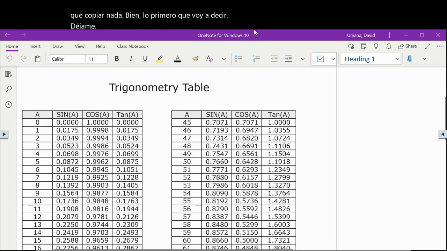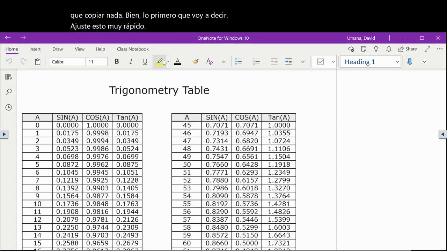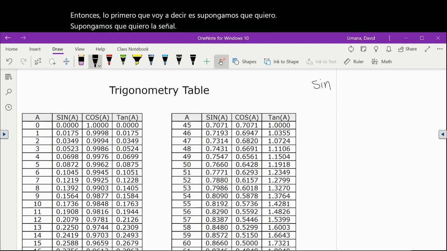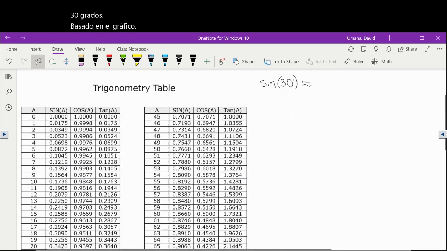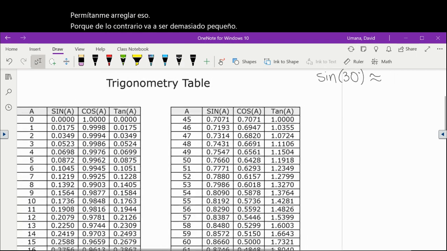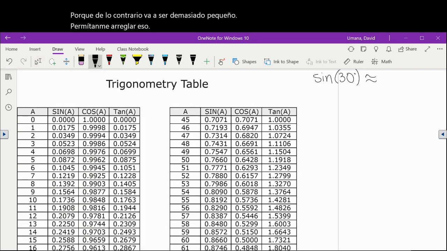So the first thing I'm going to say is, suppose that I want the sine of 30 degrees, based on the chart. Let me fix that because it's going to be too small otherwise. Let me fix that, and I'm going to change it.